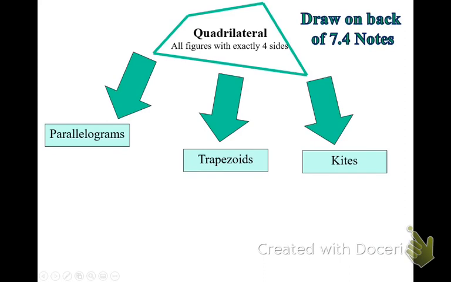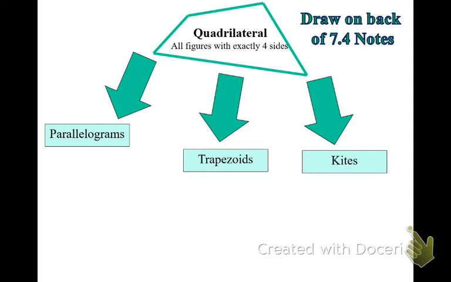So, you're going to keep your paper horizontal. You're going to write the top quadrilaterals. This is just another way to represent all of the properties. I'm not going to wait for you to write in all of the properties. If you want to do that later, you just put a box to the side and we'll talk about it.